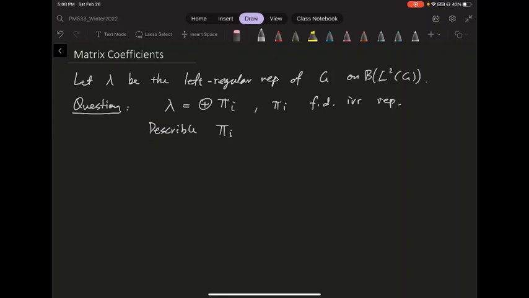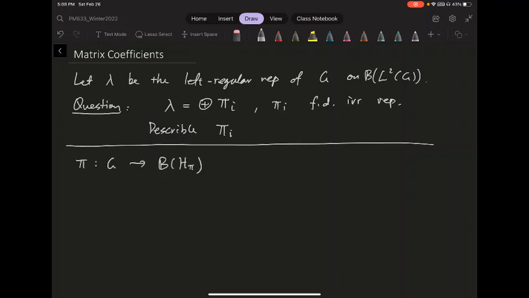So let's start by giving out some technical thing called the matrix element or matrix coefficient. Here's the definition. Let pi from G to bounded linear operators on some H pi be an irreducible representation. Here, G has to be compact. Because this is irreducible, H pi is going to be finite dimensional. So let's let d pi be the dimension of this H pi. We know that's finite from last time.